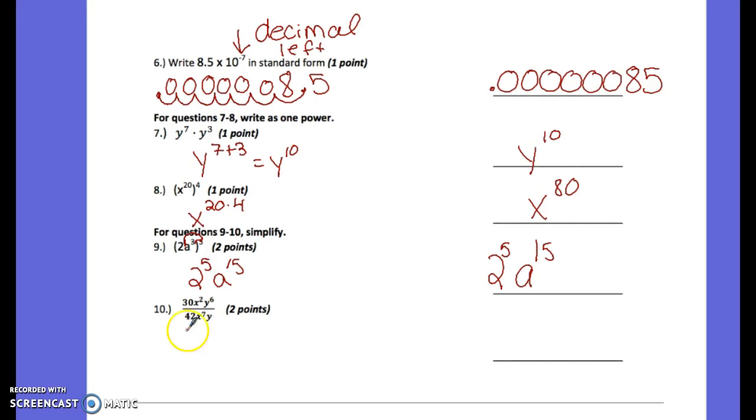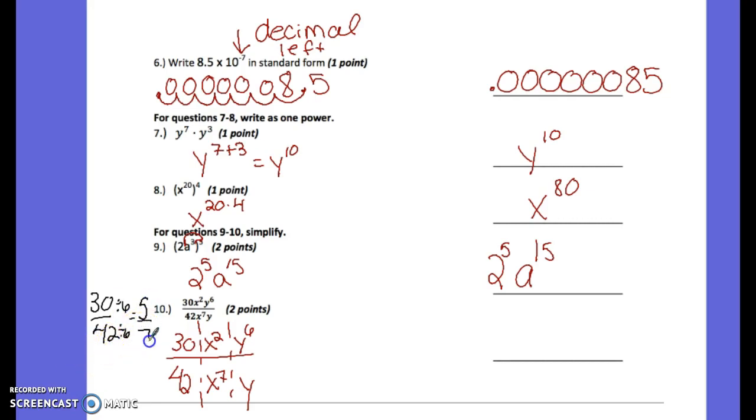Number 10, simplify it. So you have your 30 x squared y to the 6 over 42 x to the 7 y. So remember, you want to simplify each part. You can even look at them separately. If I would have just given you 30 over 42, you would have said, okay, what can I divide both of them by? Then you might have said, well, 6. If you divide them both by 6, 30 divided by 6 is 5. 42 divided by 6 is 7. So I know that's going to be my coefficients, 5 and 7.